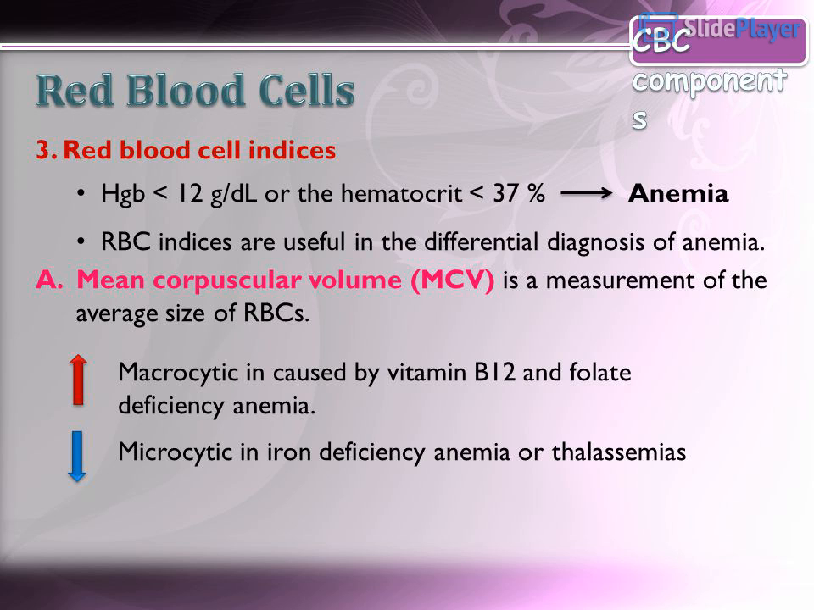Red blood cells, CBC components. 3. Red blood cell indices. HGB less than 12 g/dL or hematocrit less than 37% indicates anemia. RBC indices are useful in the differential diagnosis of anemia. Mean corpuscular volume, MCV, is a measurement of the average size of RBCs. Macrocytic in anemia caused by vitamin B12 and folate deficiency. Microcytic in iron deficiency anemia or thalassemias.